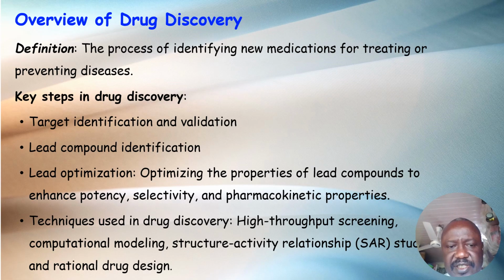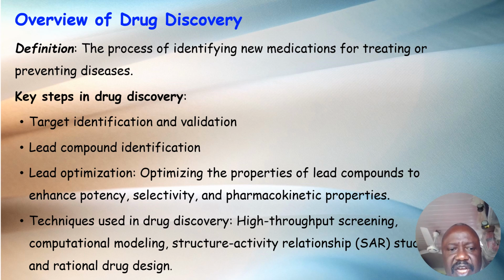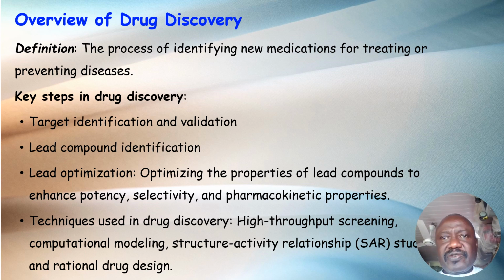Drug discovery is a process of identifying new chemical entities that could be used in treatment and prevention of diseases, and it involves several steps. One of these steps, a major step, is identifying targets and their validation. Once the target has been identified, lead compound screening can start. A lead compound can be obtained from a chemical library or plant extracts and so on.